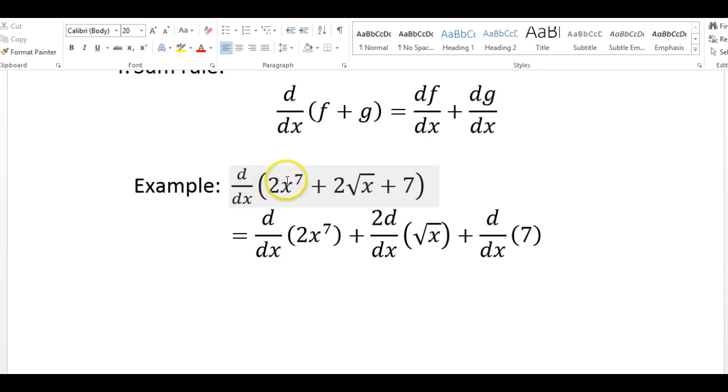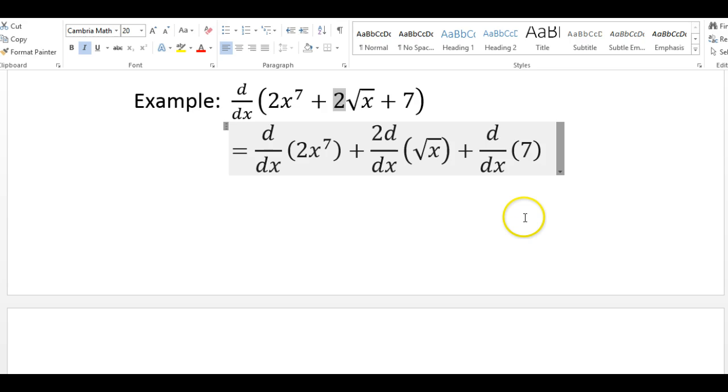So suppose we need to differentiate this function, right? It has 3 pieces: piece 1, piece 2, piece 3, joined by a sum. What you do is you take each piece at a time and differentiate them separately. So you differentiate 2x to the 7 separately, you differentiate 2 square root x separately, in which case you can take the 2 outside. Why is that? Because in the previous thing we saw that if you have a constant you can take it outside, so 2 comes outside, you need to differentiate square root x over dx, and then you need to differentiate 7.